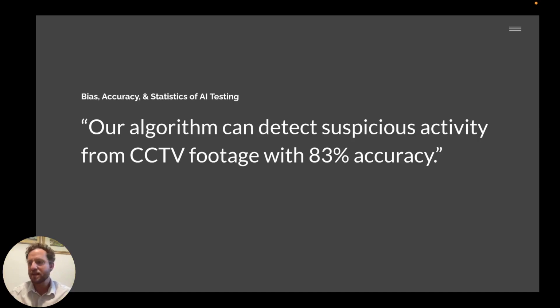So let's take, for example, the following statement. Our algorithm can detect suspicious activity from CCTV footage with 83% accuracy. This is the kind of statement that you might see in an advertisement for an AI system. You might see it in an audit report. And the question is, what does this mean, 83% accuracy?